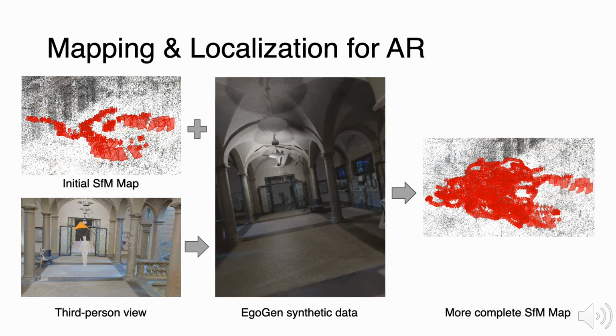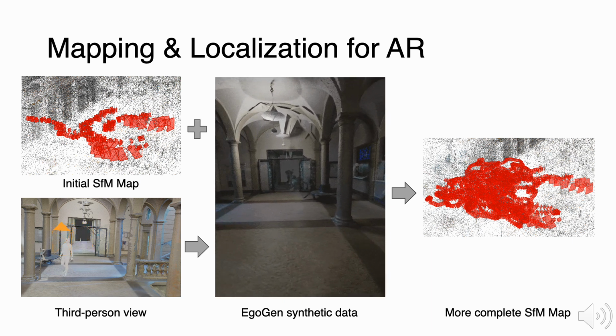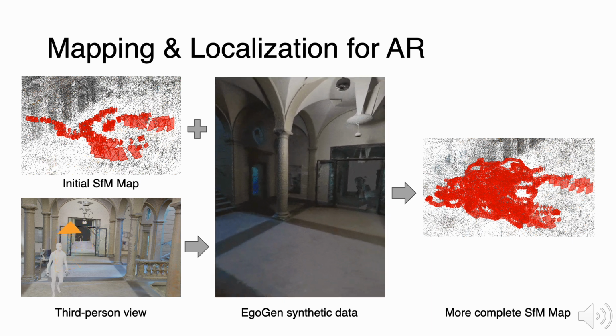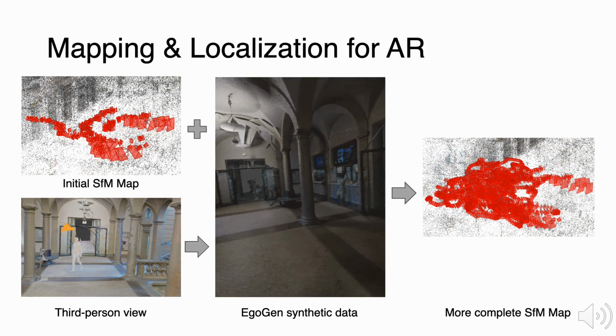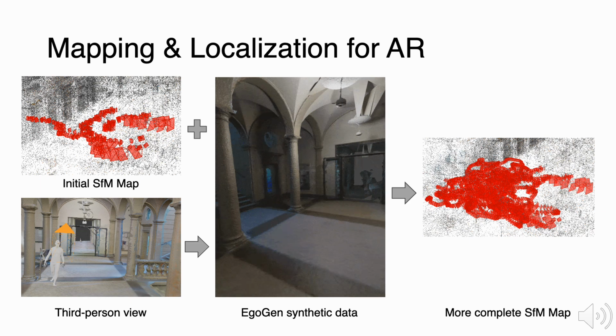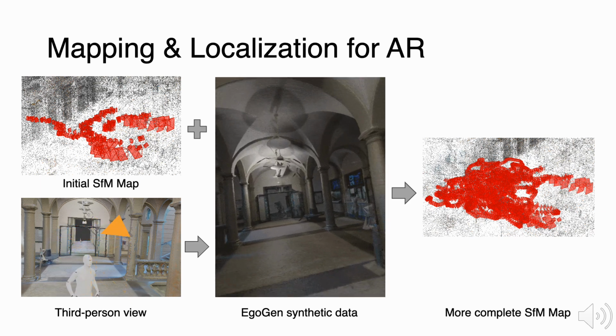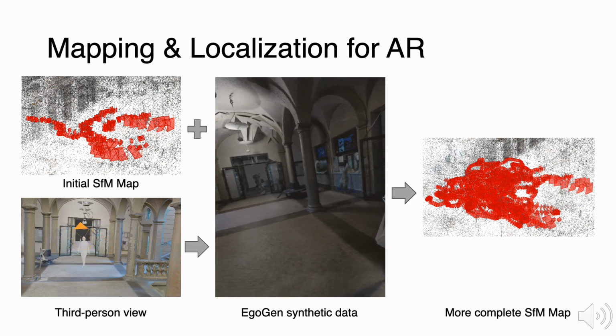EgoGen enables virtual humans to explore large-scale scenes, generate dense egocentric views, and build more complete structure from motion maps. EgoGen shows potential for building mapping and localization datasets for AR and digital twin scenes and enhances privacy preservation.